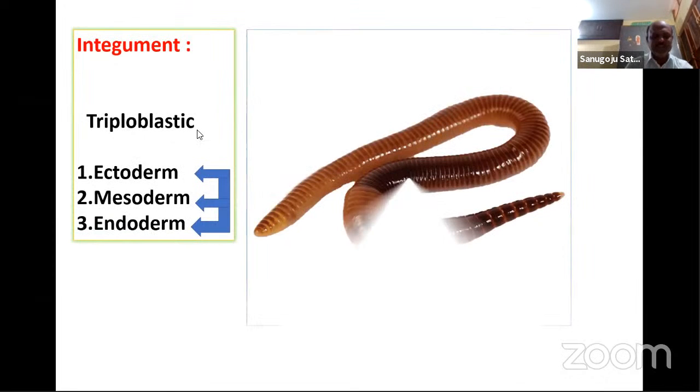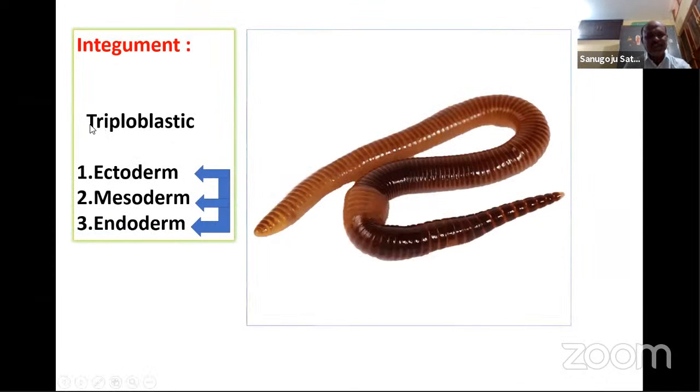And integument. Integument is nothing but the skin of our body, having 3 layers in it. It is triploblastic. Triploblastic means having 3 layers: ectoderm, mesoderm, and endoderm. These are the 3 layers that are present in it.